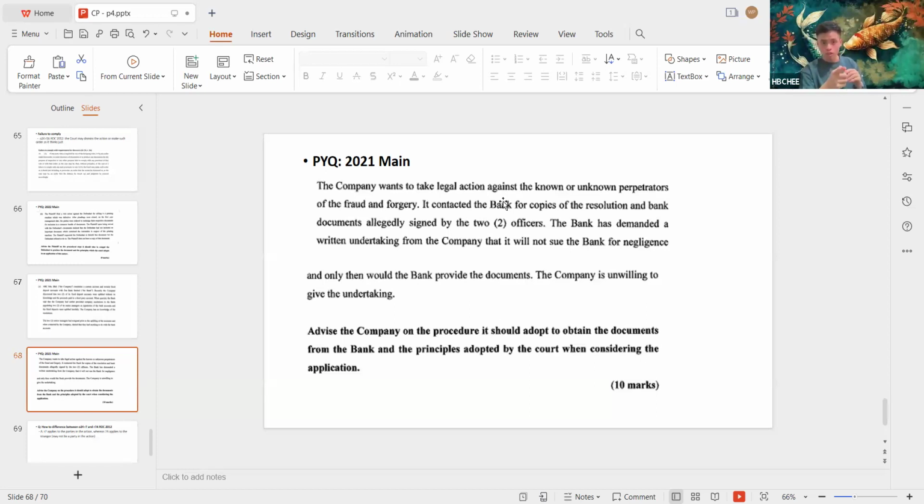Norwich Pharmacal is correct, and Rule 7A is correct as well. The reason this question is slightly different from the previous one is because for that one, we already knew who the person was. Now we are not certain who the persons or any person to be sued are. So the applicable order here is Order 24 Rule 7A(a), and then the case of Norwich Pharmacal.